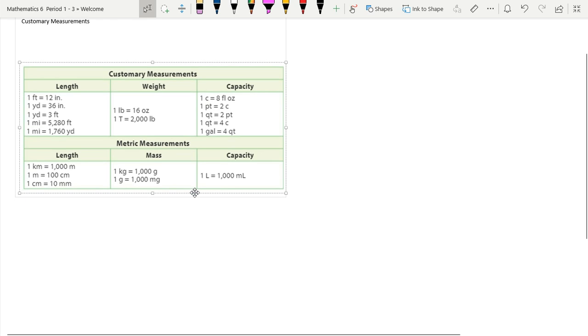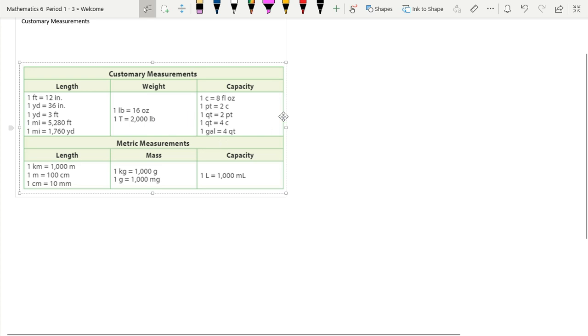Okay, so here we have customary, and the metric unit is there as well. We're going to start with customary. 1 foot equals 12 inches. 1 yard equals 36 inches, and so on. 1 mile equals 1,760 yards. 1 mile equals 5,280 feet. And then we go over to the weight category. 1 pound equals 16 ounces. 1 ton is 2,000 pounds.